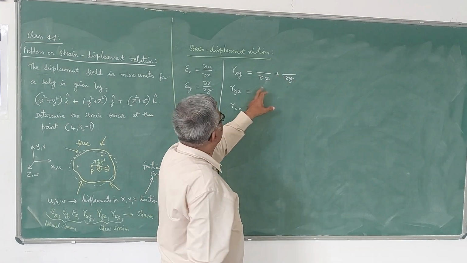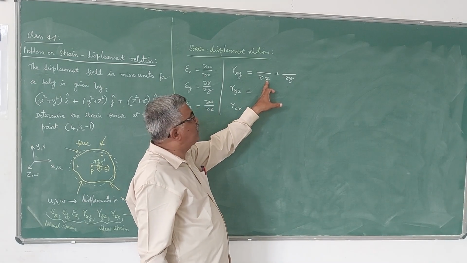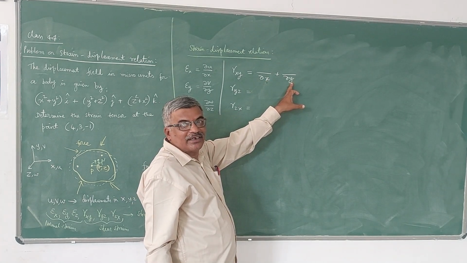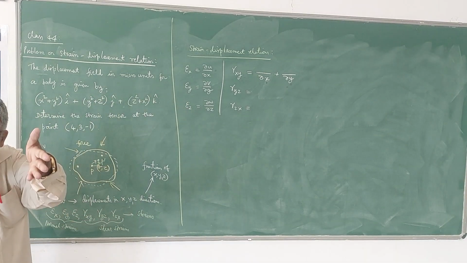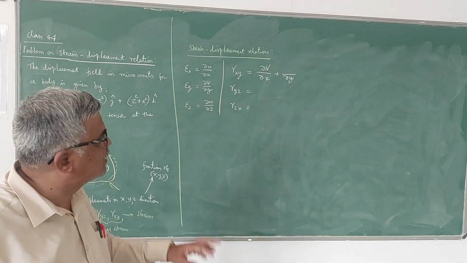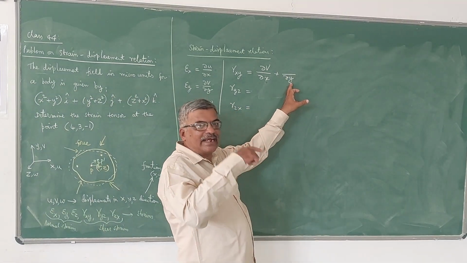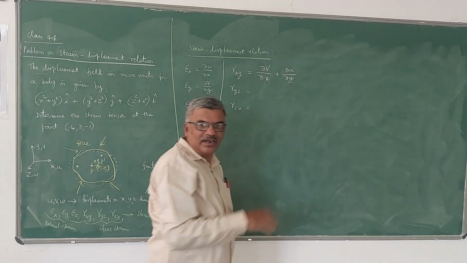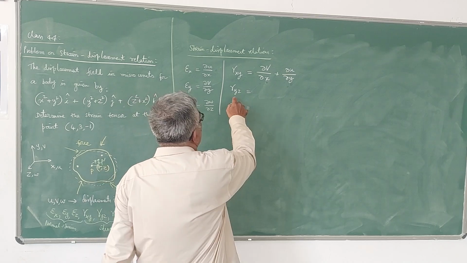For this x, you take the displacement component in y direction in the numerator. What is the displacement component in y direction? V. Got it? And for the other term, in the numerator you take the displacement component in x direction. What is that? U. Isn't it? This is gamma xy, in reverse order.